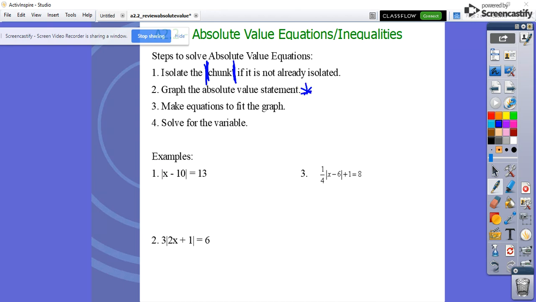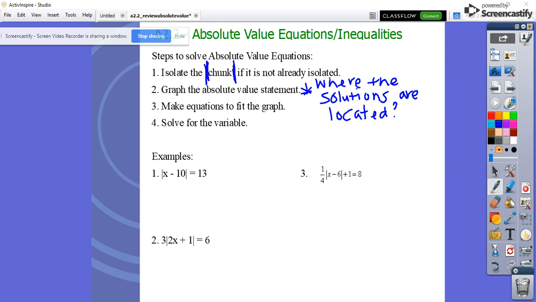Now, graph the absolute value statement. Here's what I want you to think about, a question to ask yourself: where are the solutions located? And that'll make more sense when we do one down here. We are going to make equations to fit the answer to that question, and then we are going to solve for the variable.